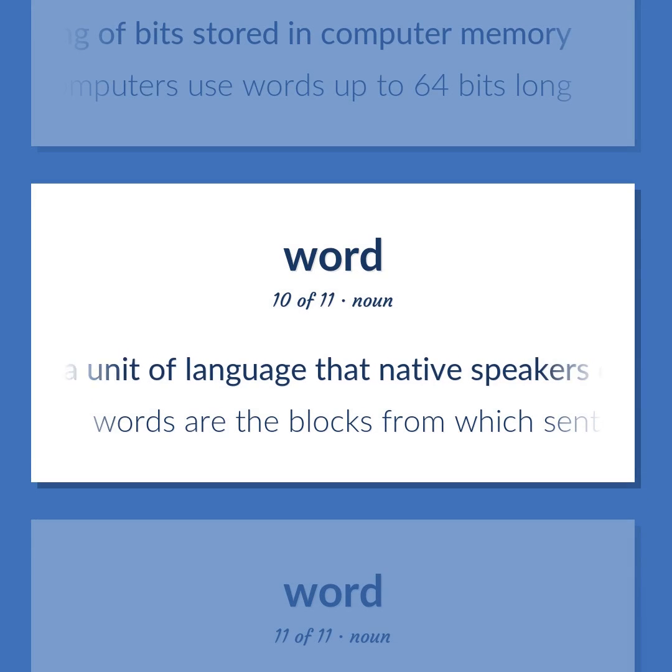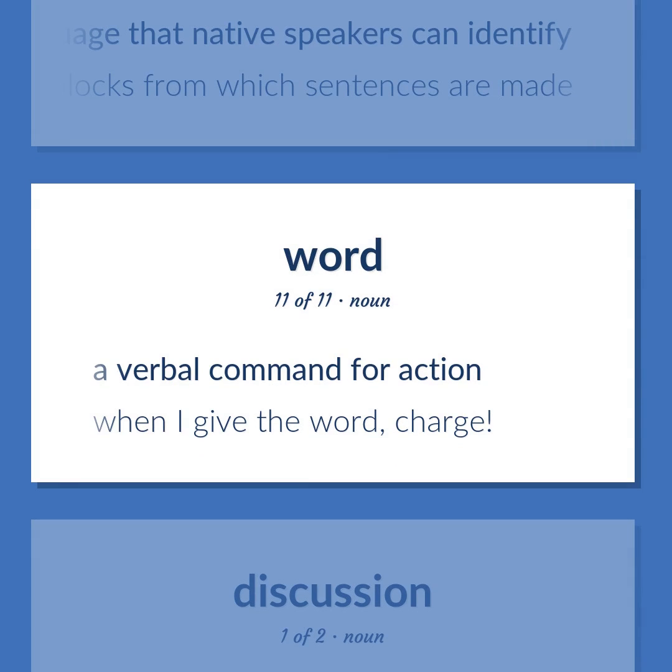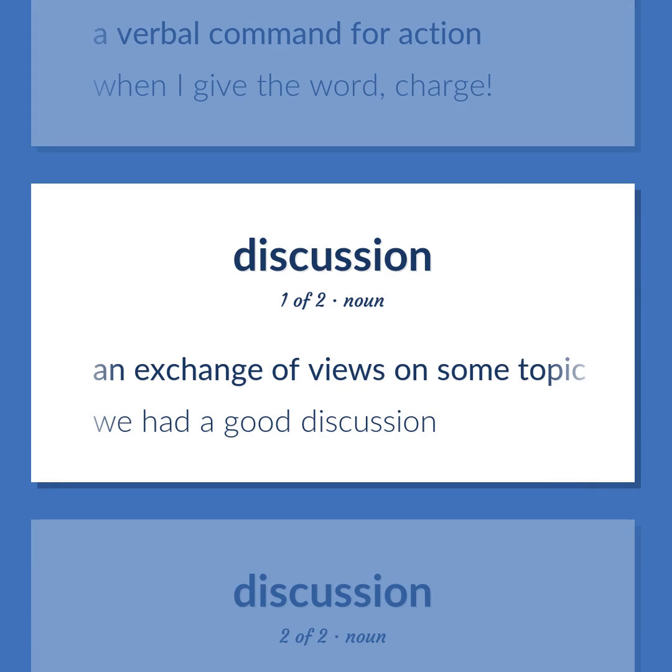A unit of language that native speakers can identify. Words are the blocks from which sentences are made. A verbal command for action. When I give the word, charge. An exchange of views on some topic. We had a good discussion.